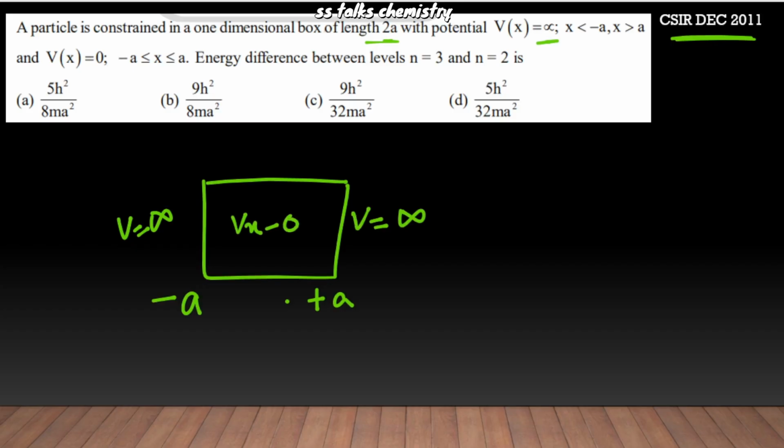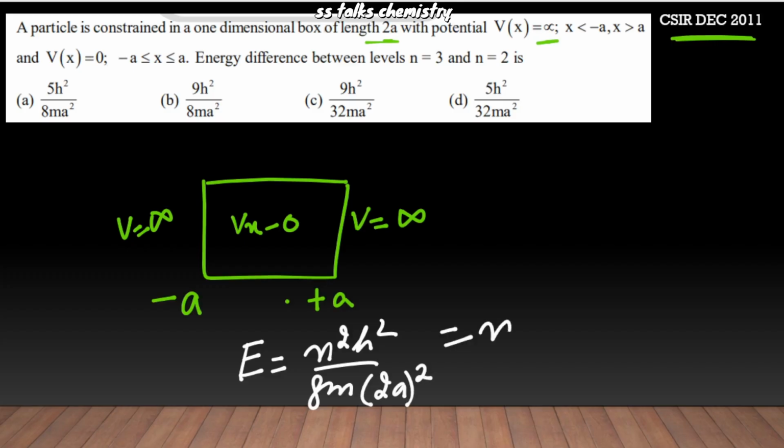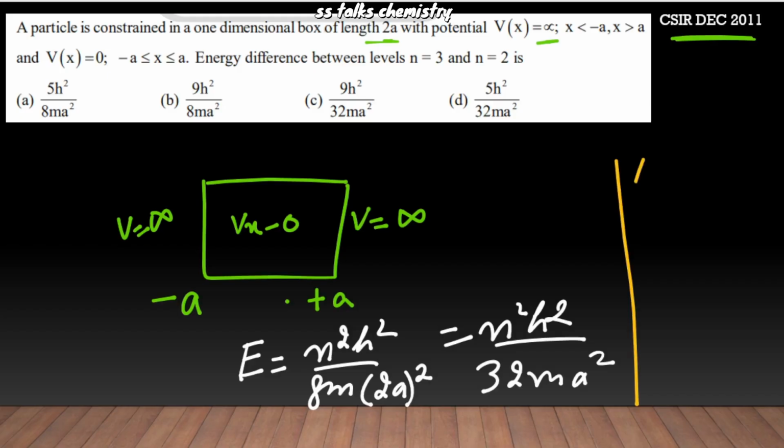Right, we have to find the energy difference. So what is the energy for this? For a 1D box the energy is n square h square upon 8ma square. Now here it is 2a, so 2a will be kept. So it becomes n square h square upon 32ma square. Now we have to find the energy difference for n equal to 3 and n equal to 2. So delta E is the energy for n equal to 3 minus the energy for n equal to 2.